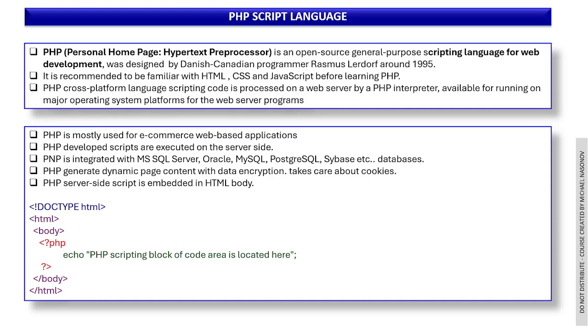What are the advantages of using PHP? It is mostly used for e-commerce web-based applications. PHP scripts are executed not on the front end, but on the server side. PHP is integrated with MS SQL Server, Oracle, MySQL, PostgreSQL, Sybase, and other databases. PHP generates dynamic page contents with data encryption and takes care of cookies. PHP server-side script is embedded in the HTML body.